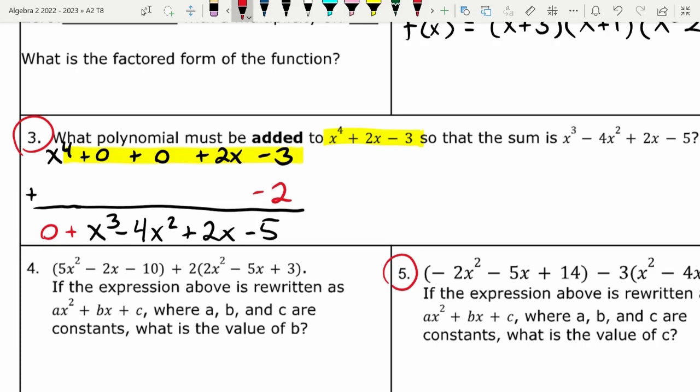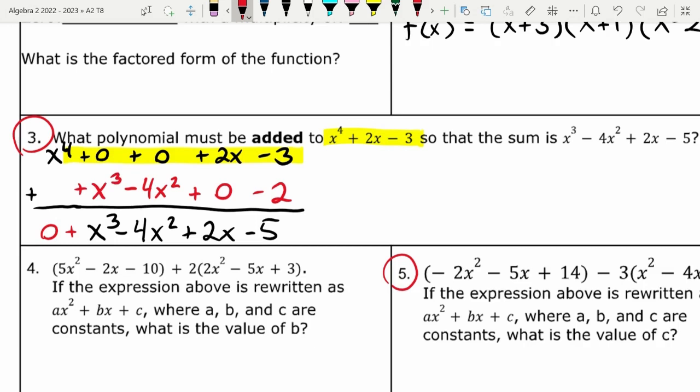What do I add to 2x to get to 2x? This would be a 0, because we need to add nothing to that, because we need for that to not change. And then the next one would be the -4x squared. What do I need to add to 0 to get that? Well, I need to add exactly what I have, -4x squared. Same thing for the x to the 3rd. We have 0 plus x to the 3rd would give me x to the 3rd.